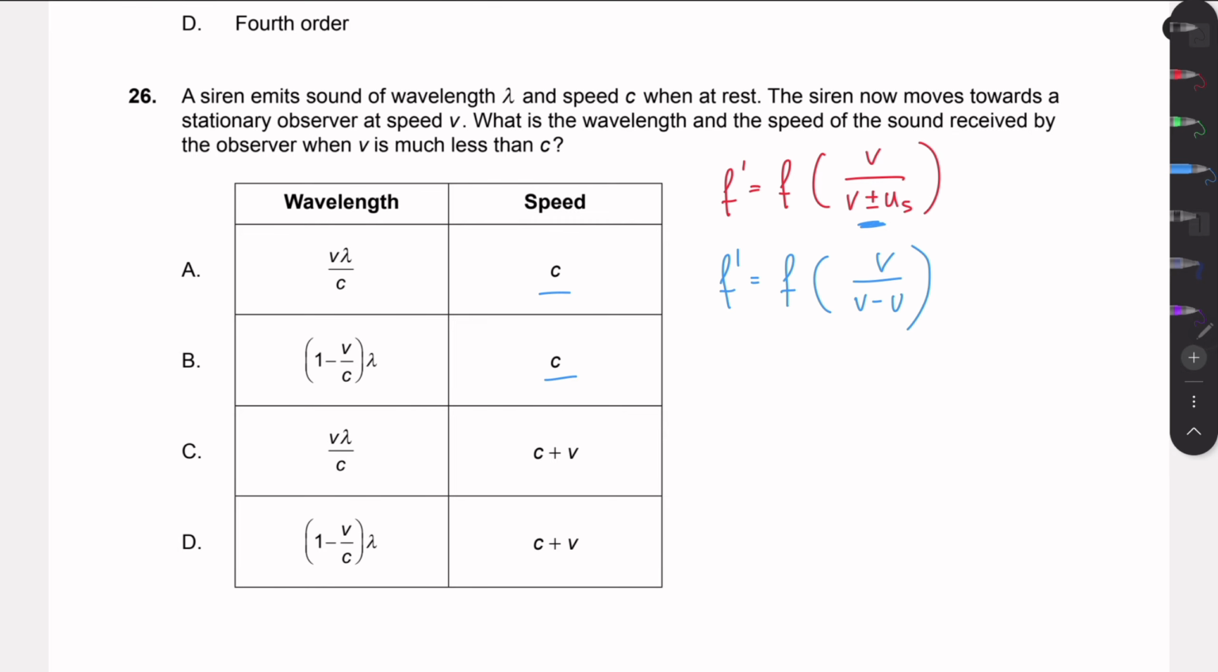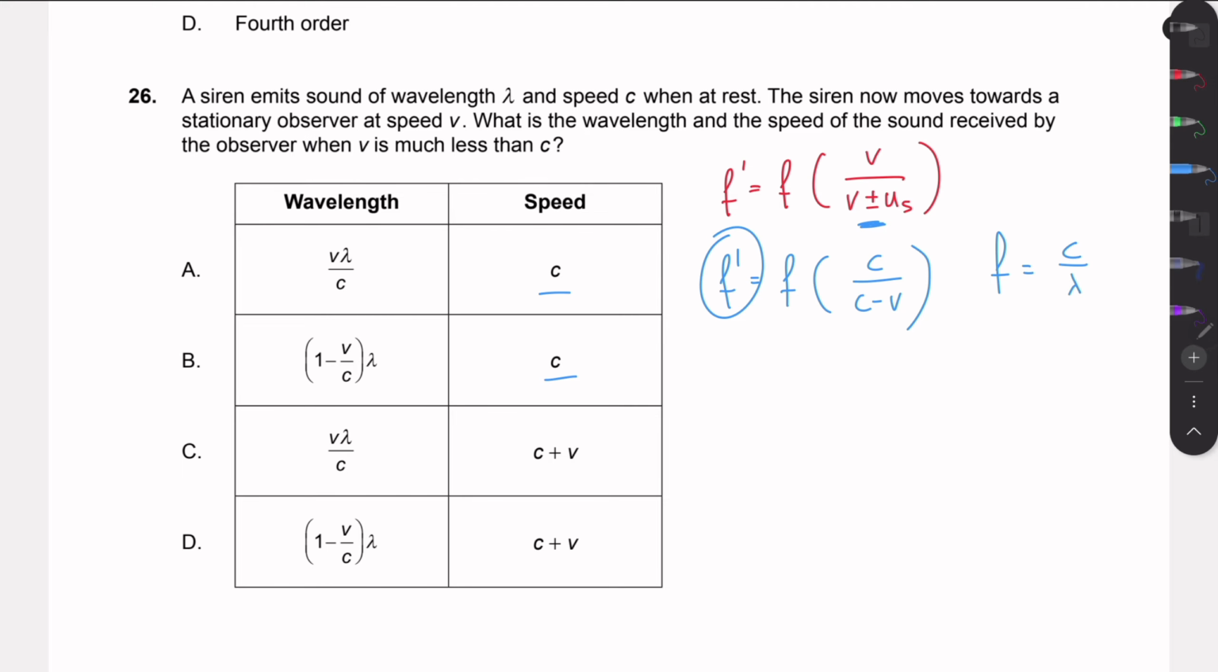Here the speed of the sound is c and the speed of the source is v, so these are slightly different symbols, but that's no problem. We also know that the frequency is just the speed divided by the wavelength, and speed is just wavelength times frequency.